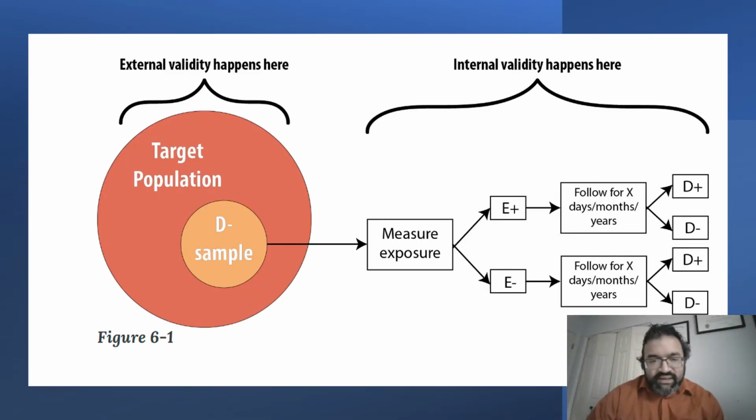So in this slide, we are going to be going over external validity versus internal validity. I feel like this is a good figure to explain the difference between the two. So target population and the sample, when this is affected, that's considered external validity. Now internal validity, that is actually in the actual study, and that's really important.